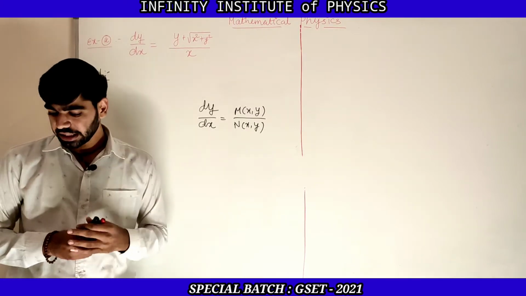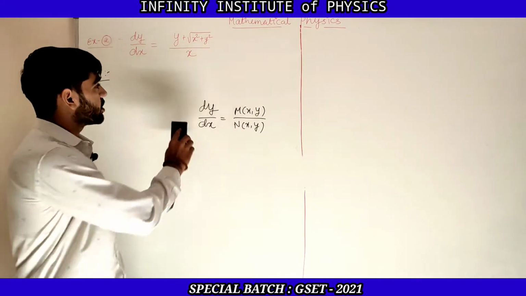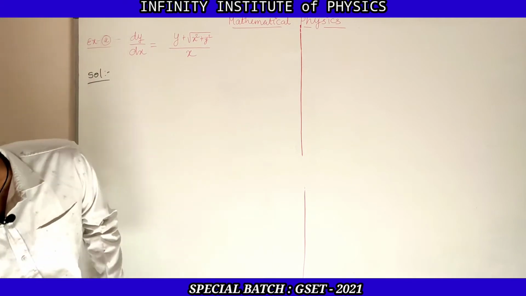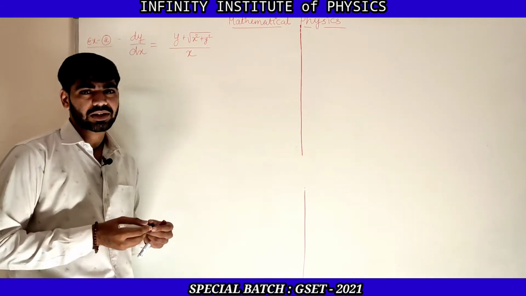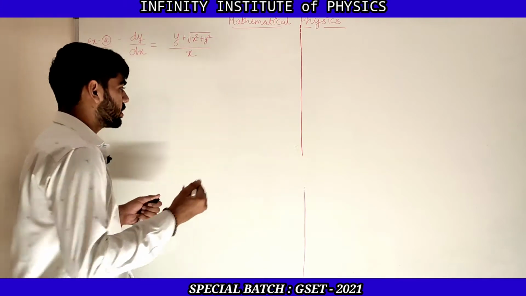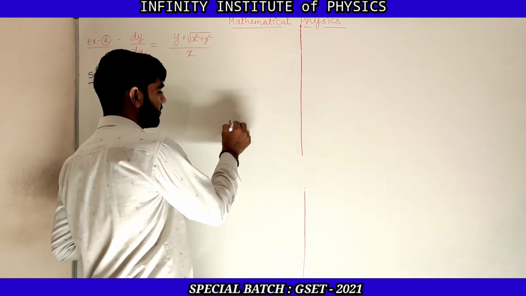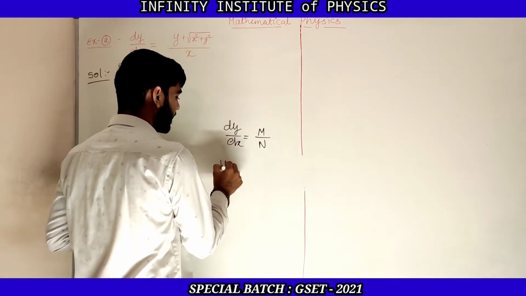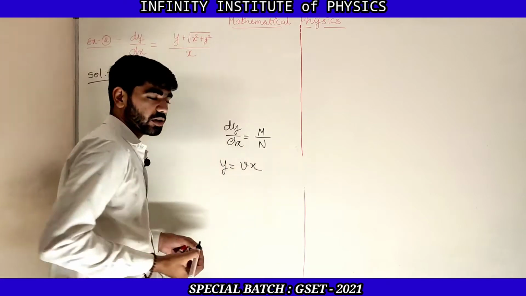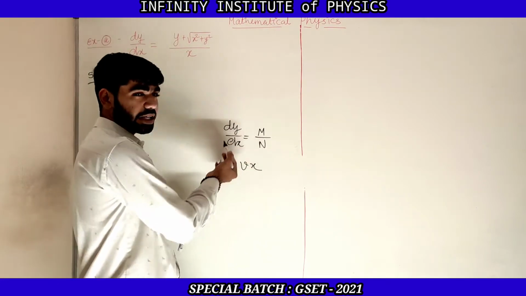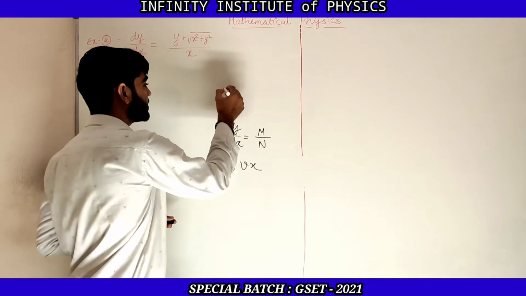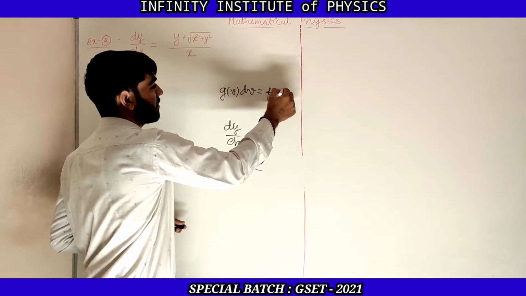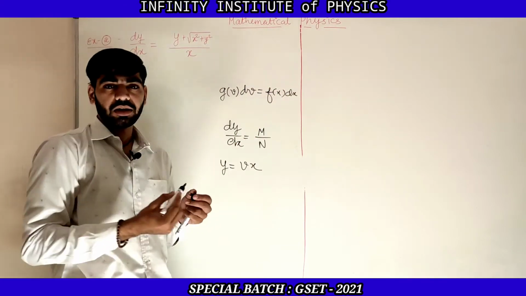We have also calculated one example related to that. Next we are going to calculate another example related to homogeneous equations. Let us recall how we solve such an example. First it is given that dy by dx is equal to M by N. Then we take y is equal to vx, where v is also a function of x, and after that we convert this into variable separable form. That means g(v) dv is equal to f(x) dx, and then we take integration on both sides.